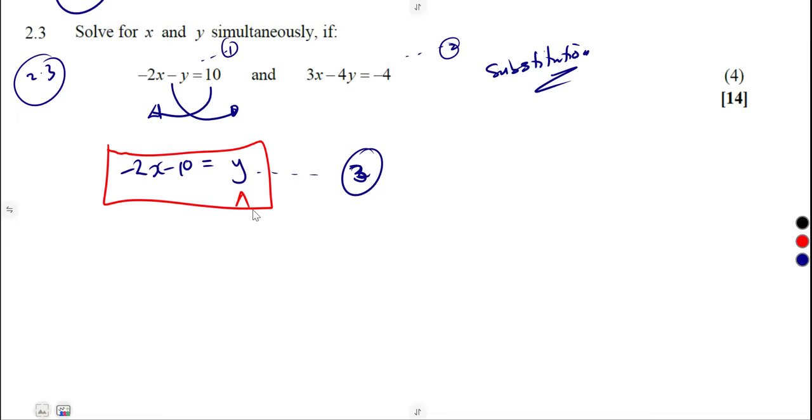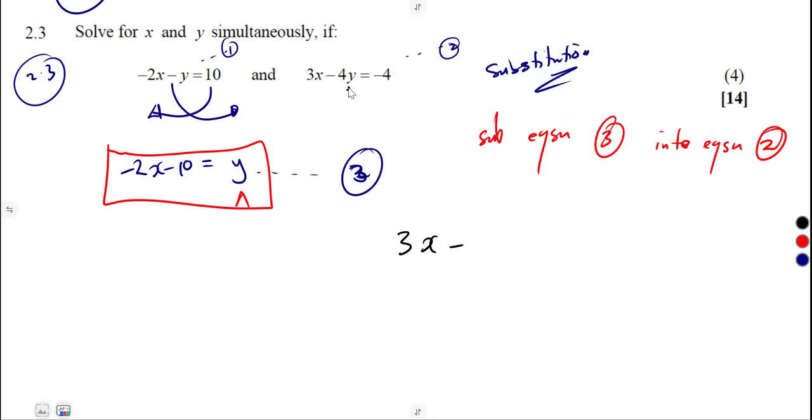So with that y as the subject of the formula, I can substitute it in what? So substitute equation 3 into equation 2. All right, in place of y there. So it's going to be what? 3x minus 4y, in place of y minus 4. In place of y, you are going to put what is equivalent to y there, which is what? -2x minus 10. So that is it. And it is equal to what? It is equal to -4. So let's solve for x.